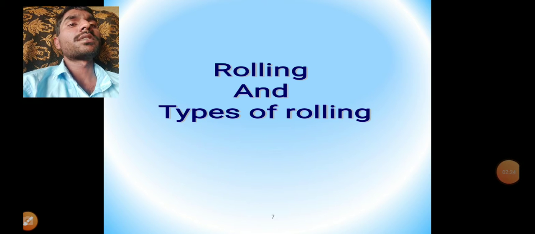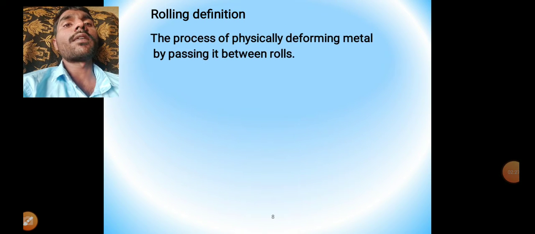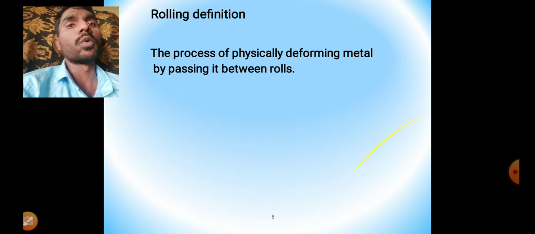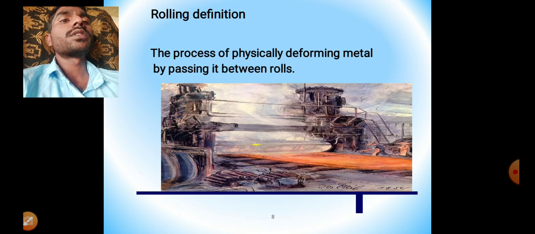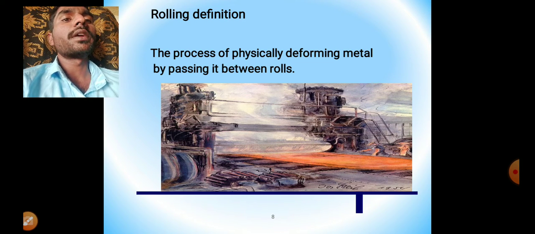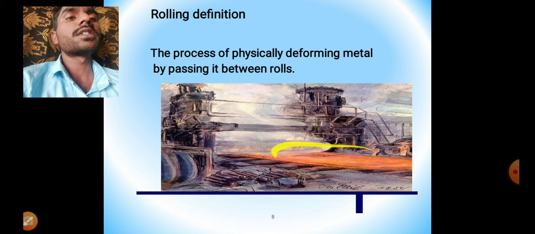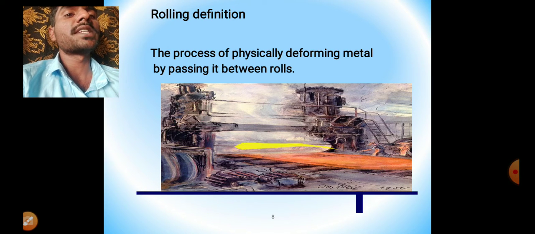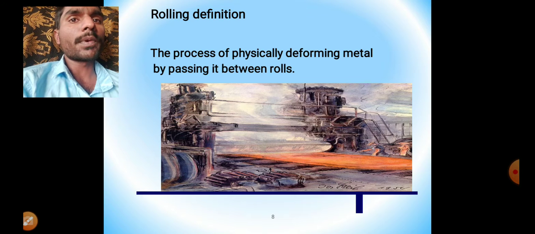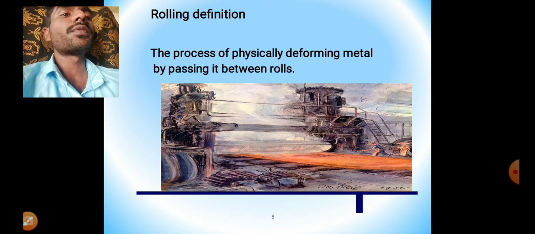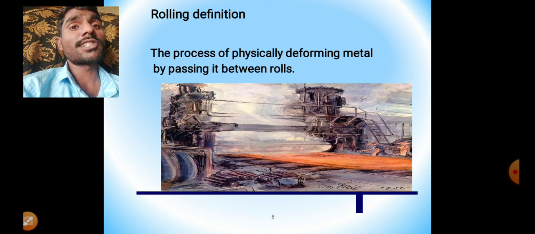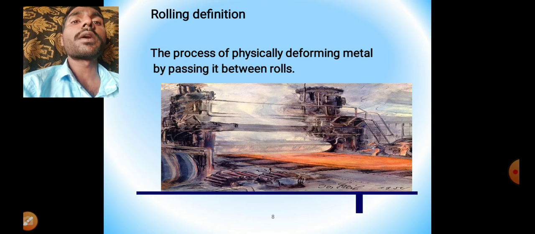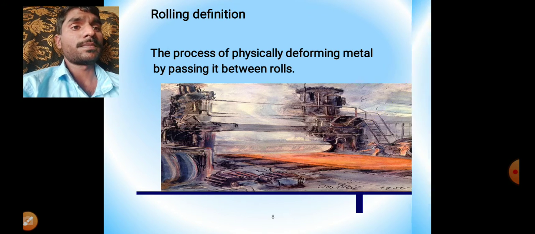Rolling and the rolling types. What is rolling? Rolling is the process of physical deformation of the metal by passing it in between the rolls. Here there is a top roll, a bottom roll, and the strip in between the rolls. Deformation and elongation of the strip take place here. When opposite forces act from the two rolls, deformation takes place. That is why it is called rolling: the process of deforming the metal by passing it in between two rolls.